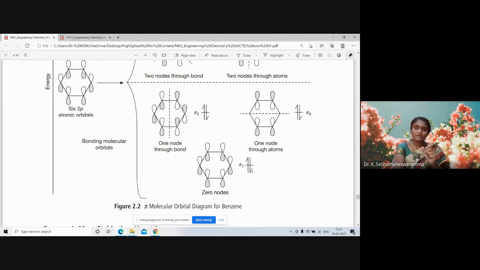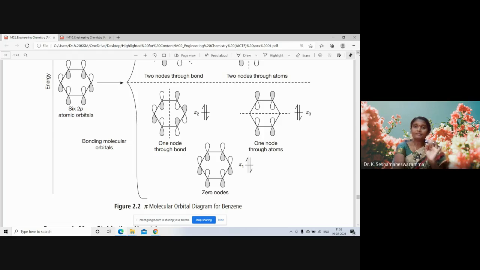Among the 6 pi electrons, first 2 electrons enter into the pi 1 bonding orbital because it has 0 nodes and least energy. Next 4 electrons enter into pi 2 and pi 3. These two are equal energy molecular orbitals. Pi 1, pi 2, pi 3 are bonding molecular orbitals in benzene.